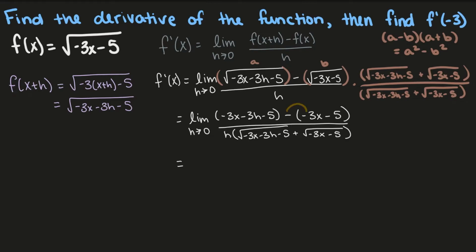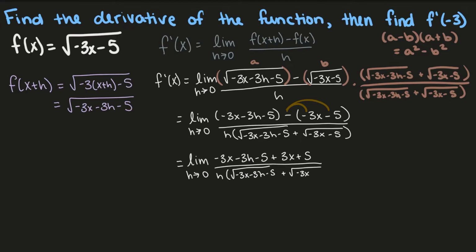So now we can follow our normal process to start to simplify. Our negative sign will distribute to our negative 3x and our negative 5, so we'll get the limit as h goes to 0 of negative 3x minus 3h minus 5 plus 3x plus 5 all over h times the square root of negative 3x minus 3h minus 5 plus the square root of negative 3x minus 5. So now we can start to cancel things. Negative 3x and positive 3x will cancel. Negative 5 and positive 5 cancel.